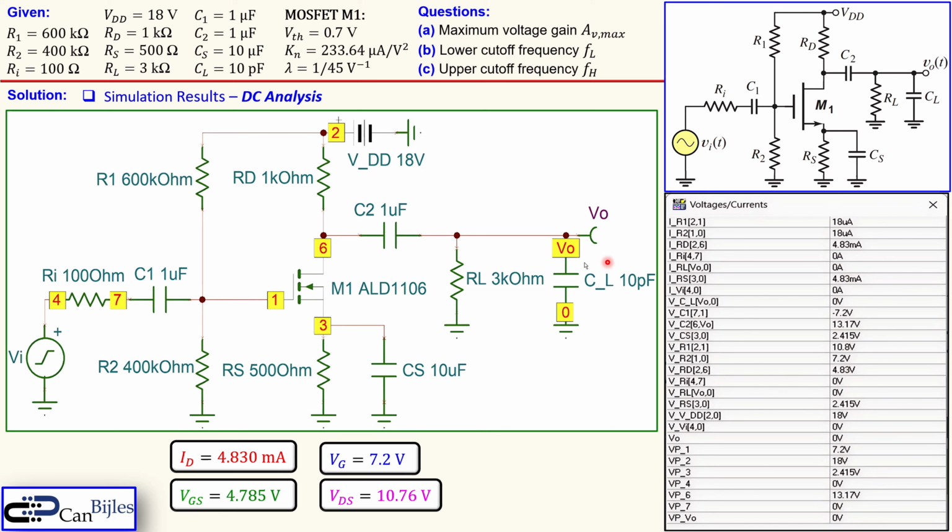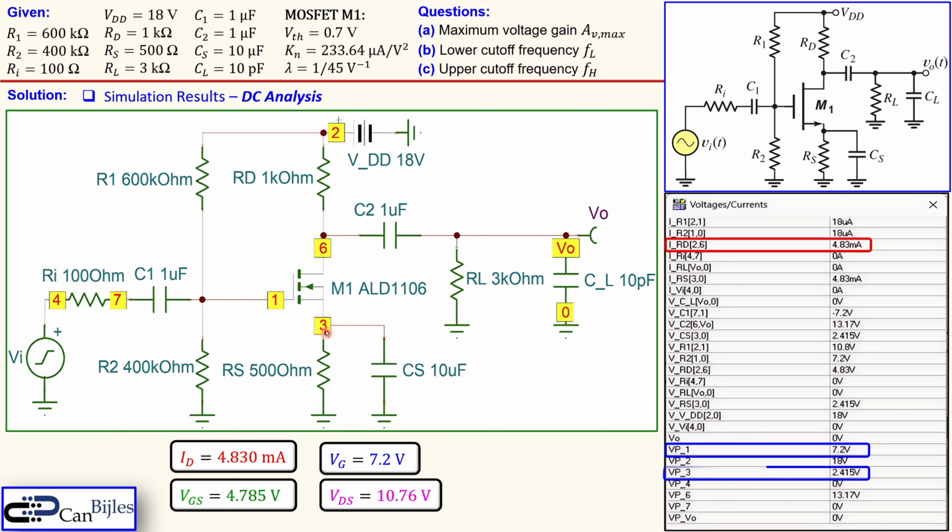And what do we see? We have here the drain current. Actually, this is the current through the resistor RD from 0.2 to 0.6. That's shown here. It is 4.83 milliamps. So as we have calculated, that's perfect. You also see here the voltage at node 1, which is 7.2 volts. So exactly as we have it, which is Vg.